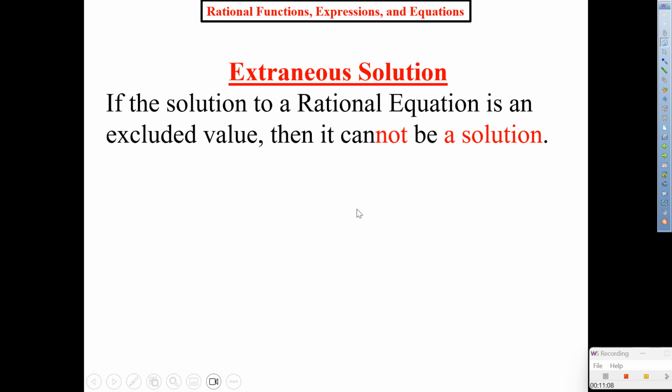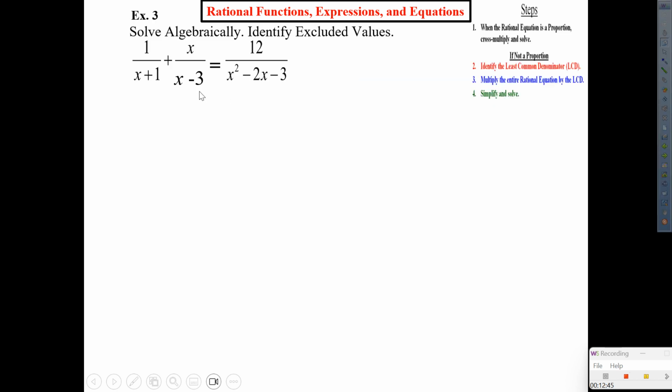All right, we good? Once again, if you solve the rational equation and then you find the excluded values and one of the solutions or the solutions are excluded, then that's known as a what? Extraneous solution. So, let's do this one. Example number 3. 1 over x plus 1 plus x over x minus 3 equals 12 over x squared minus 2x minus 3. Should be on your screen.